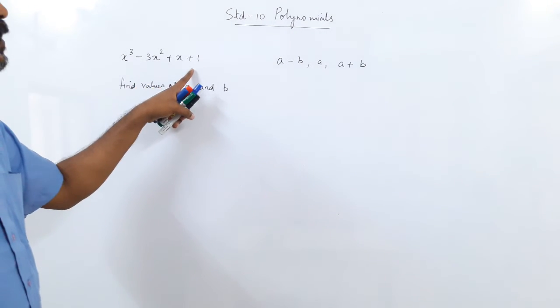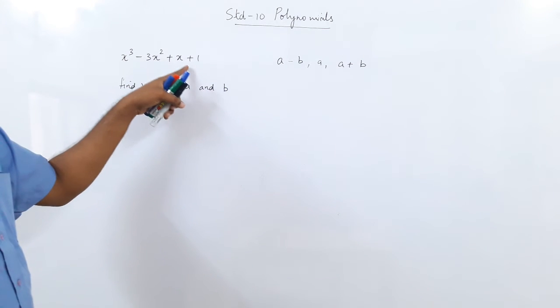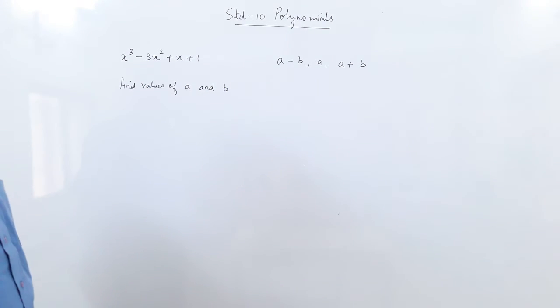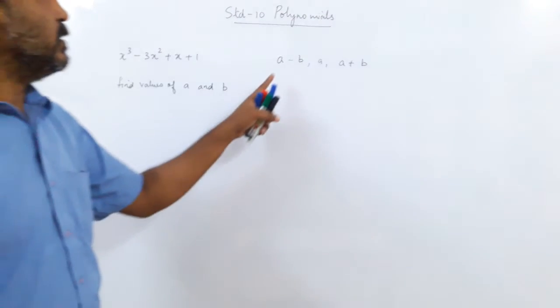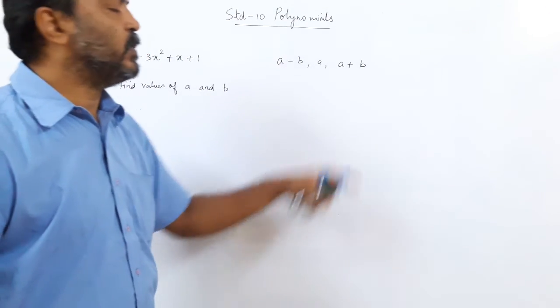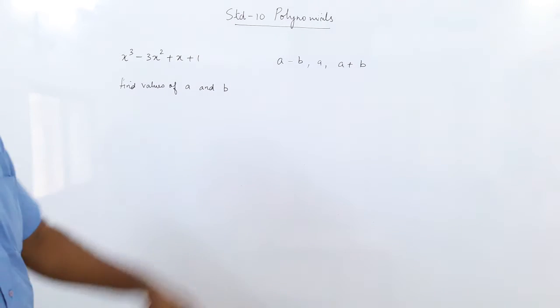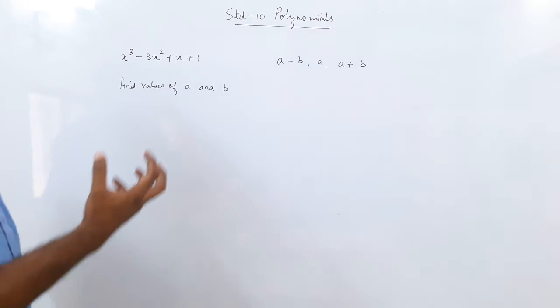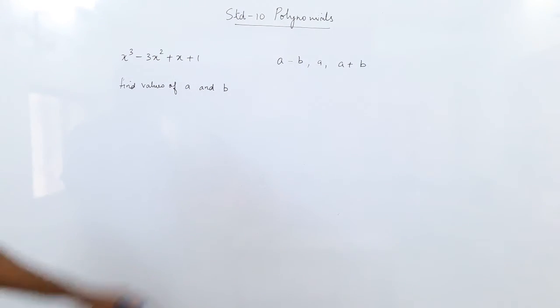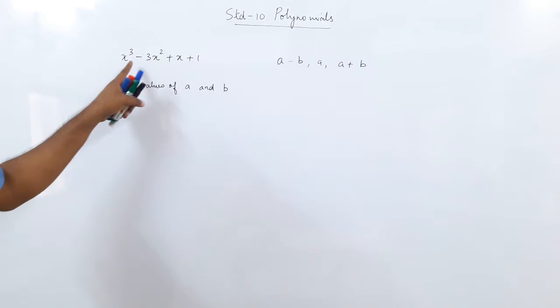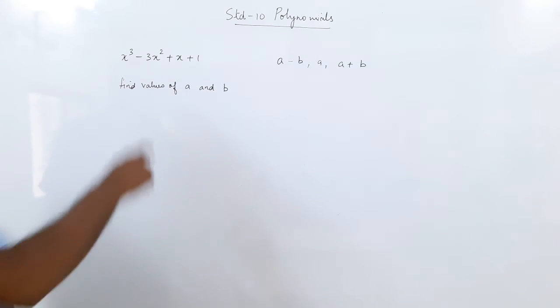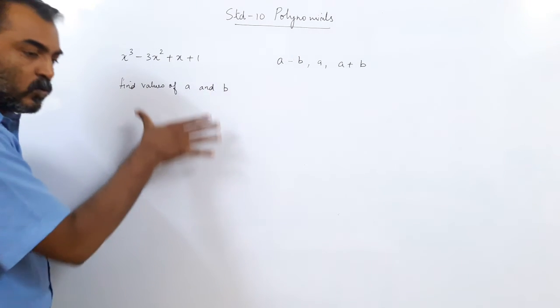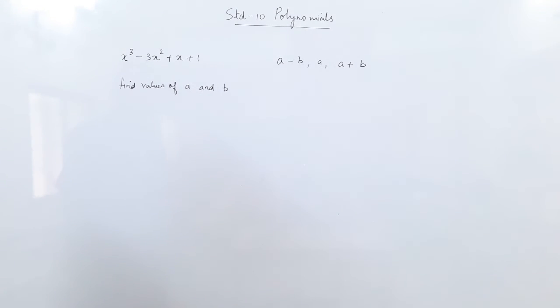So we are given a polynomial and how do we find the zeros? You know the method, the long division method and everything. So you have to find the zeros. Then the 3 zeros are a minus b, a and a plus b. So using that, we have to find out the values of a and b. Now we'll apply what we have learned so far. These are the 3 zeros given to us and this is the polynomial given to us. Now should we do the actual division and find the 3 zeros first, or can we do something directly? Yes, we can do something directly.